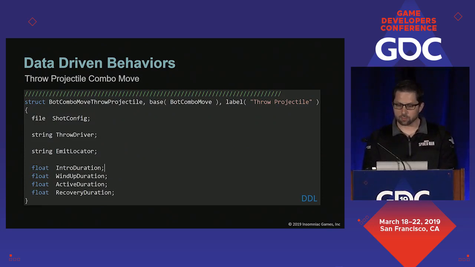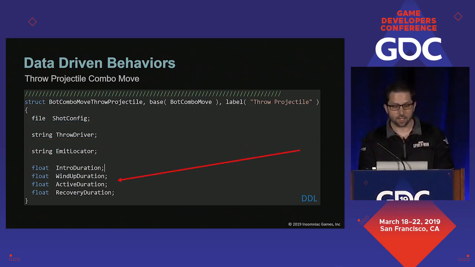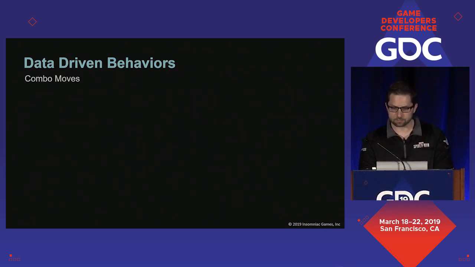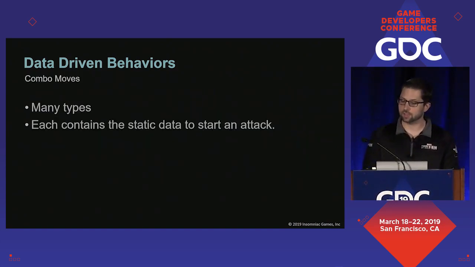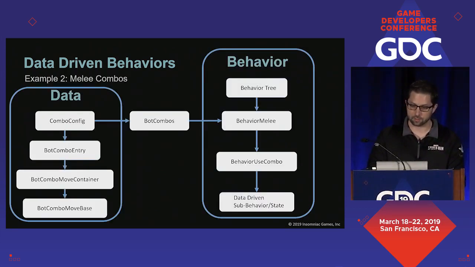This combo move has an animation to play, as well as some data describing the timing for the attack. It could also represent throwing a projectile. This struct has data for the projectile asset to throw, what animation to use, where on the bot the shot should spawn, and some additional timing data. The point is that each of these derived types contain all of the static data needed to start either a behavior or a state to perform the desired attack. That is to say that these contain the static data to make these.